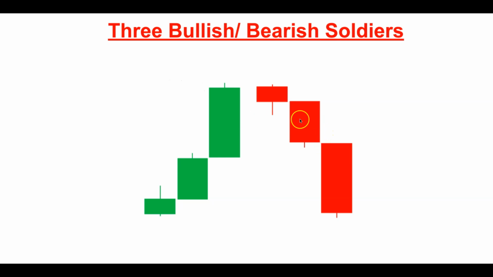And looking at the right side, we have the 3 bearish soldiers formation. And this is the reverse. So we have 3 back-to-back bearish candles, and the bodies of the candles get progressively bigger. And this last candle here, the wick is virtually non-existent. And this could indicate some kind of upcoming bearish or downward move.